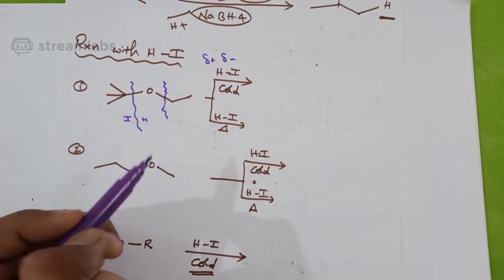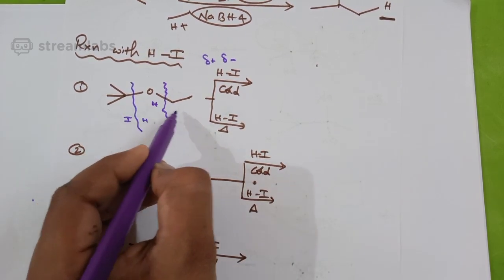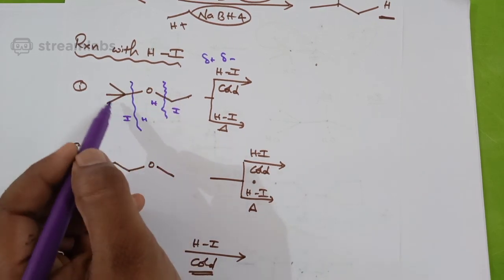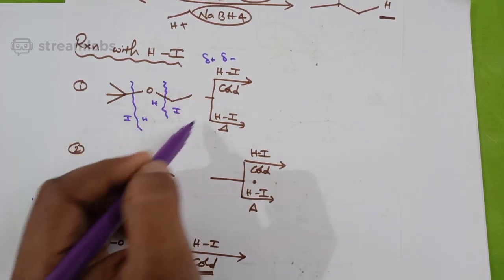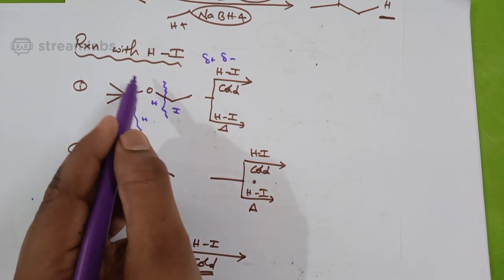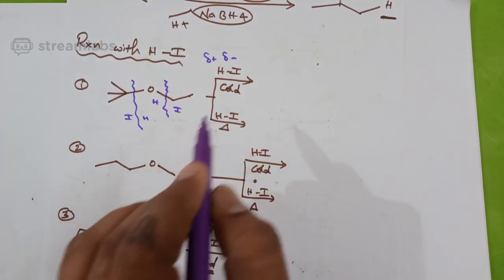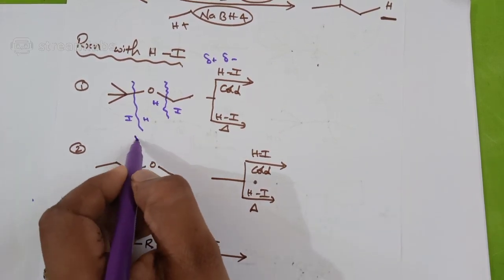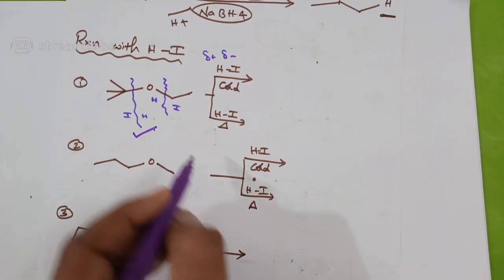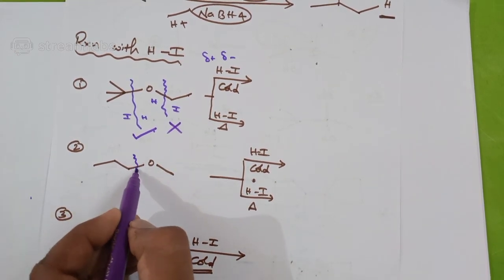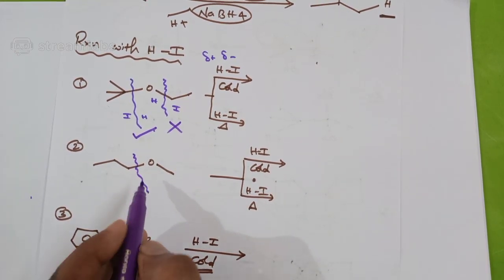If this bond cleaves, then what happens? Here H, here I. Then what is the answer? Ethyl iodide and tertiary butyl alcohol. Earlier it was ethyl alcohol, now tertiary butyl alcohol is forming. That means two different products we are getting. So in these two, which is correct? 100% this one is correct, this one is wrong.